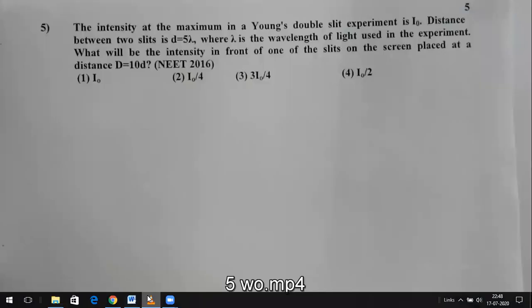The intensity at the maximum in a Young's double slit experiment is I naught. The distance between the two slits is d equal to 5 lambda, where lambda is the wavelength of light. What will be the intensity in front of one of the slits on the screen placed at a distance of capital D equal to 10 into small d?